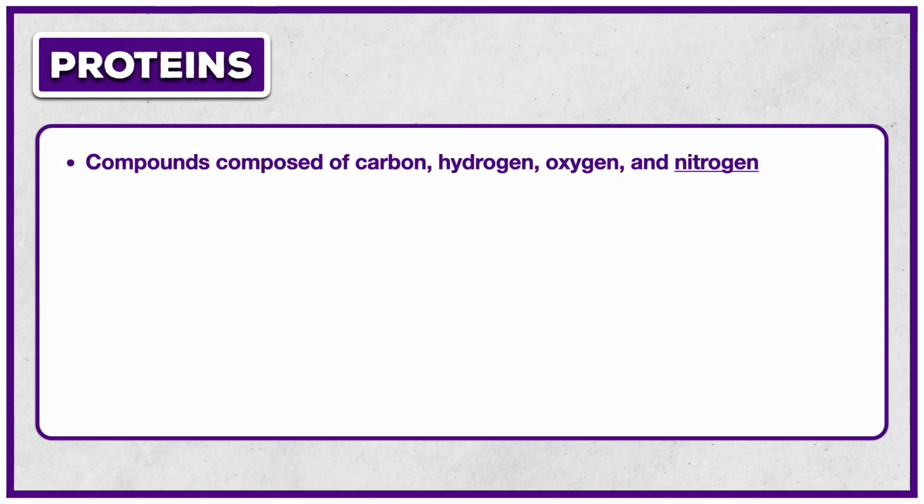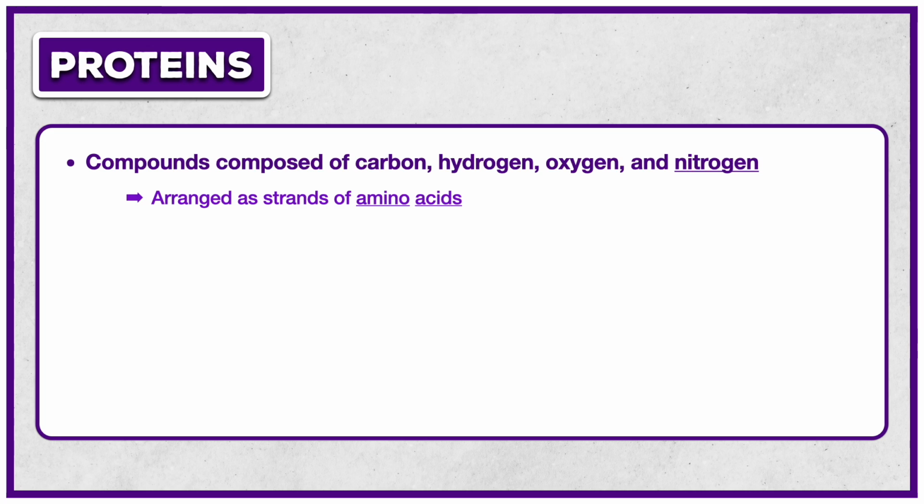Proteins are compounds composed of carbon, hydrogen, oxygen, and nitrogen. Nitrogen is necessary for the various roles proteins play in the body and distinguishes them from carbohydrates and fat, which generally do not contain it. Proteins are arranged as strands of amino acids, so they're often referred to as the building blocks.